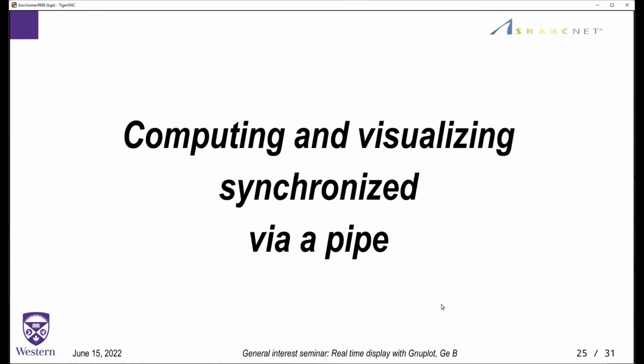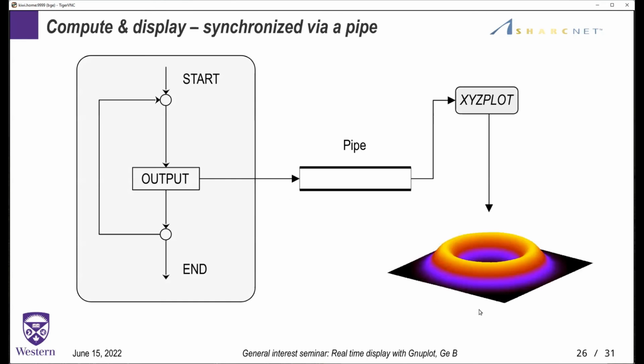So next, the better solution, the third scenario: computing and visualizing synchronized through a pipe. So how are we going to do that? In the application, we pump the output to a pipe. And then the graphical program receives the data from the data stream inside the pipe, and generates the graphics. Let's see how it works.